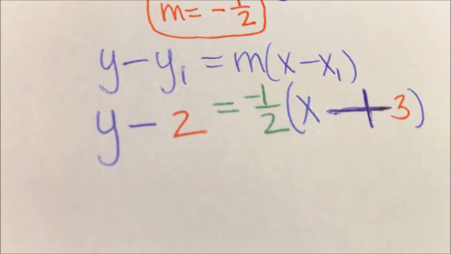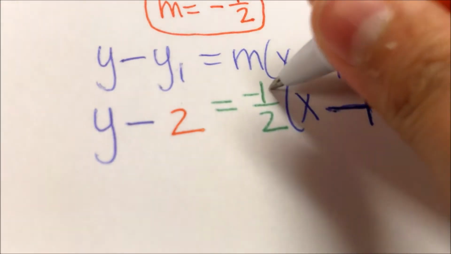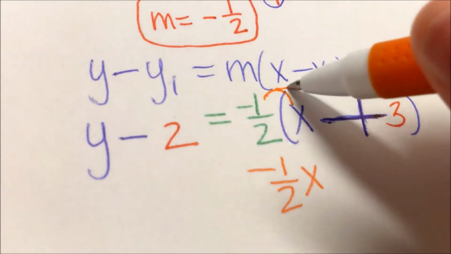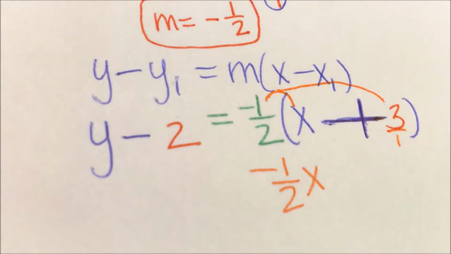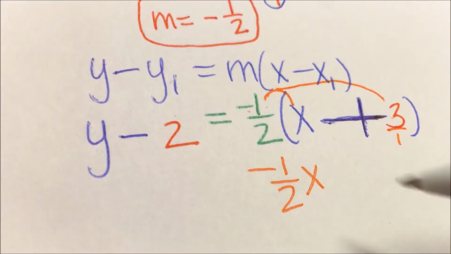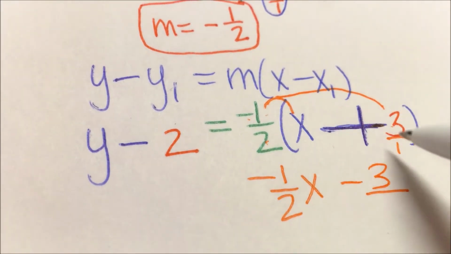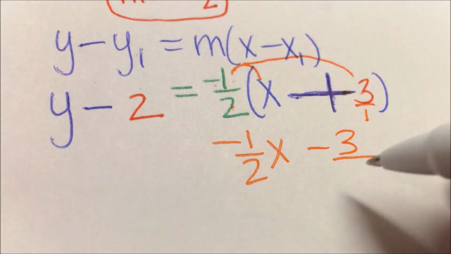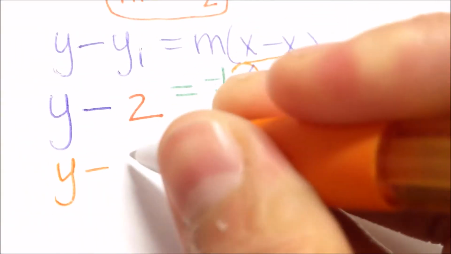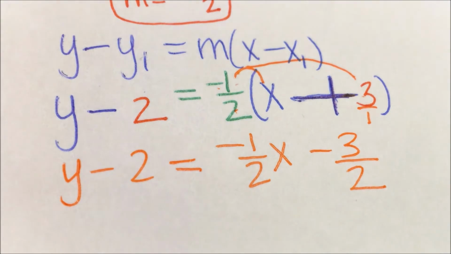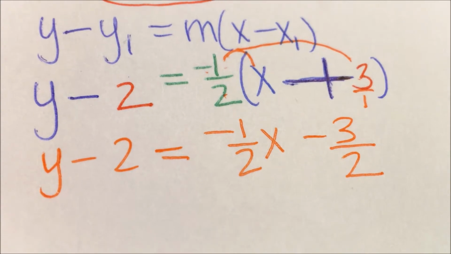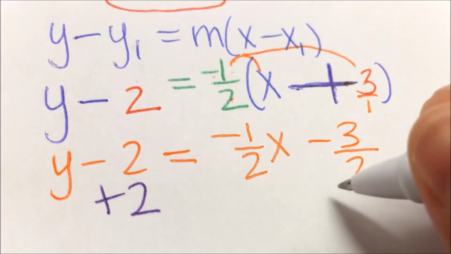Then we do the distributive property. -½ times x, -½ x. -½ times 3. But this would be 3 over 1 when you're multiplying fractions. -1 times 3 is -3. 2 times 1 is 2. Don't be scared of fractions. And this one, y minus 2 equals that. Then we add 2 to both sides because we want y by itself, because we want y equals mx plus b.